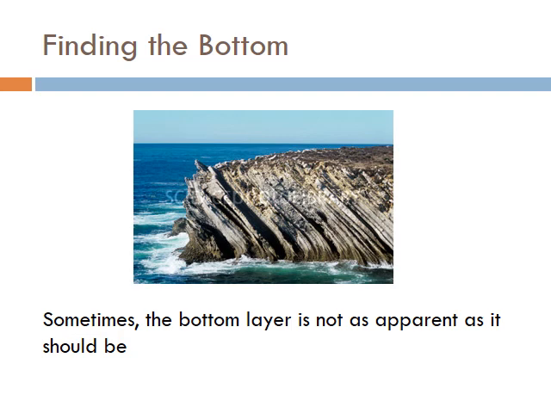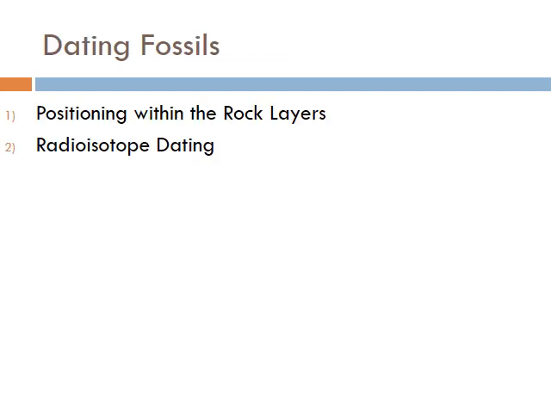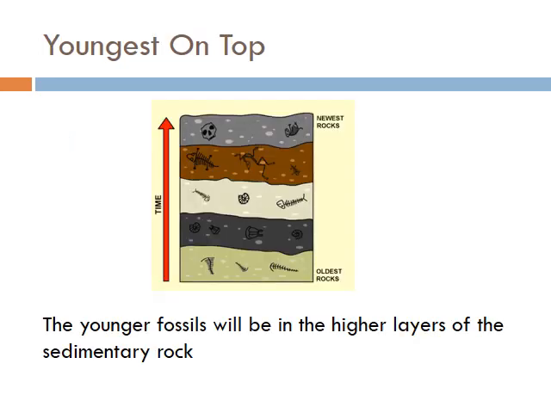Turns out the Earth is always moving. I know, it's weird. So we've got a few different ways of dating fossils. One is their position within rock layers. If you can date the rock layer, you know about how old that fossil is. And the other is with what's called radioisotope dating. Typically, younger fossils will be in the higher layers of sedimentary rock, but what really matters is being able to date that layer. You can get a relative idea of how old things are by their positions, but you really want to be able to date the layer as best you can.